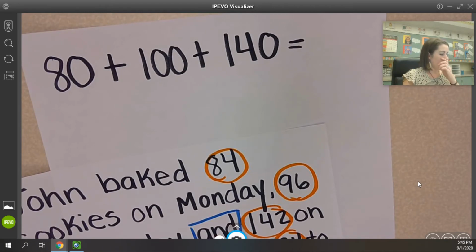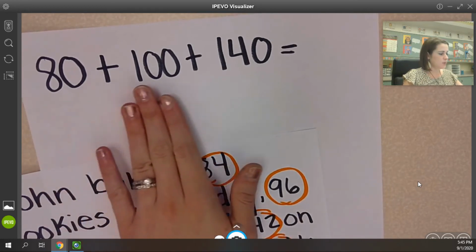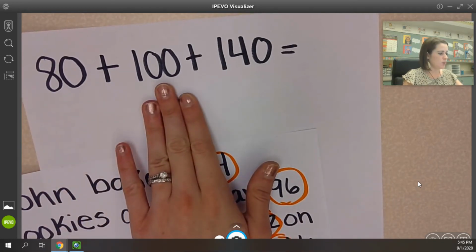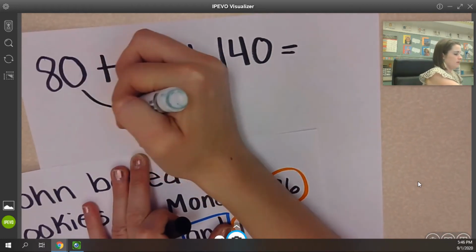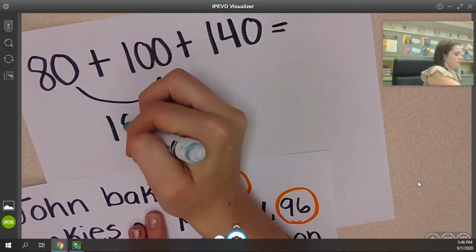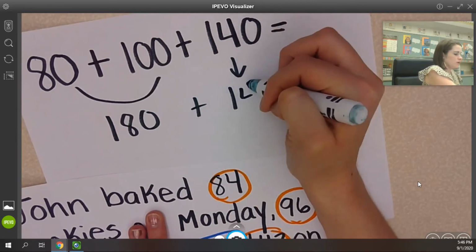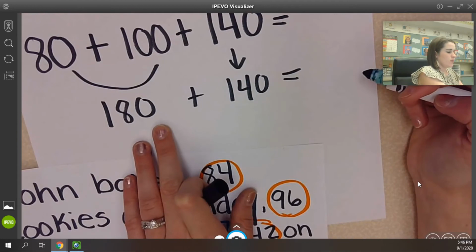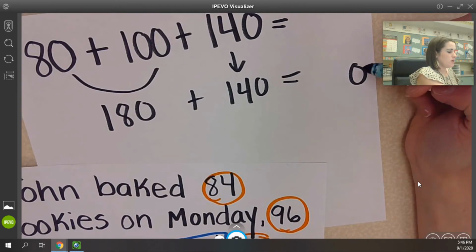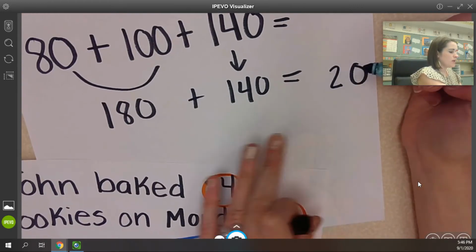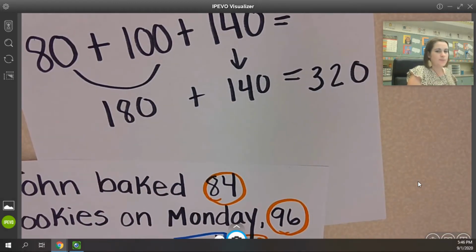Then I'm going to solve this. Okay? So we got 80 plus 100. Okay, that is 180. Plus, I'm just going to bring this down, 140. So if I add my ones, 0 plus 0 is 0. 8 plus 4 is 12. So the 1 gets regrouped. 1 plus 1 plus that one that's regrouped is 3. So 320. Okay?